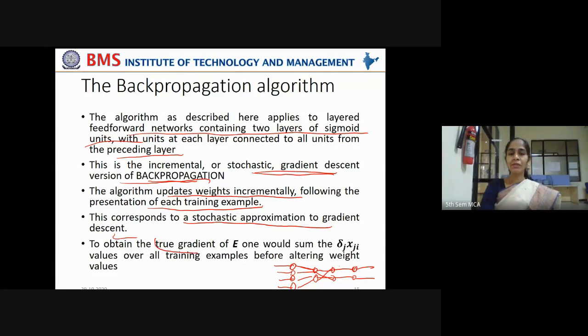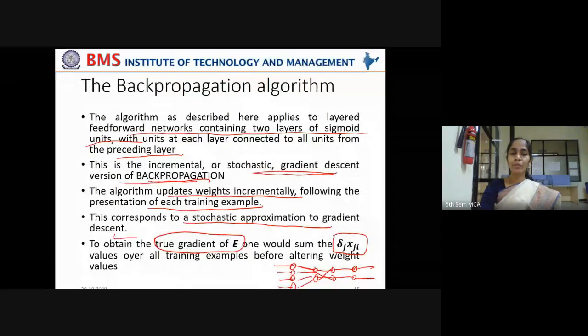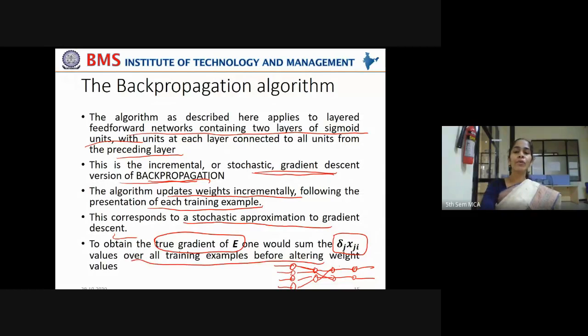But if you want to obtain the true gradient of E, the original gradient of E, one would sum the delta j x ji, that is the error term associated with all the output units, all the output values over all training examples before altering the weight values. It doesn't check for each training example what is the error. It will first train and predict for all the training examples, calculate the overall error measure, and then the weight adjustment is done. That is called gradient descent. But in stochastic approximation, every training example's error measure is considered.